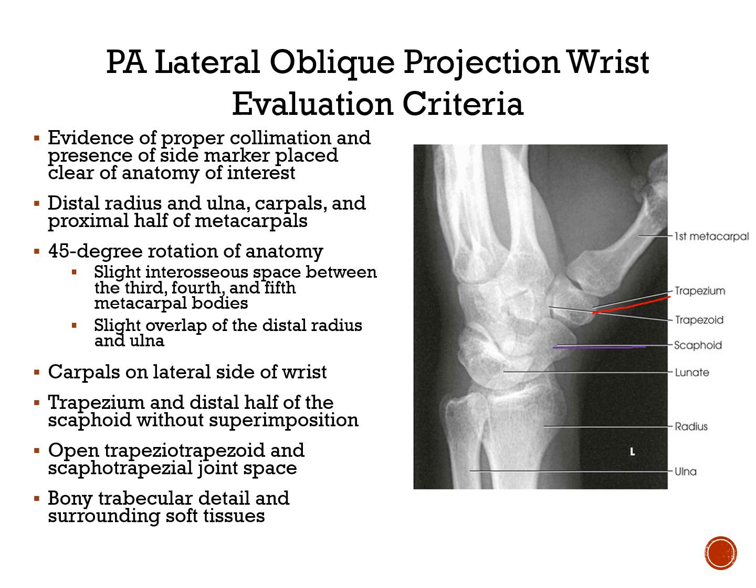So we're looking at a 45-degree rotation. We want to see the carpals on the lateral side of the wrist. The trapezium should be seen in the distal half of the scaphoid without superimposition.